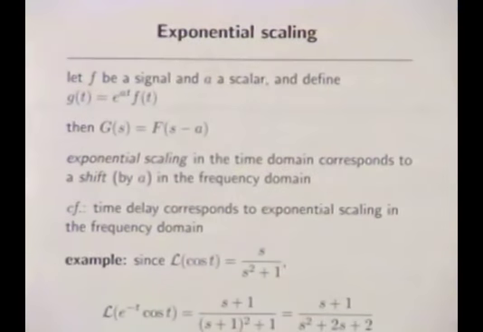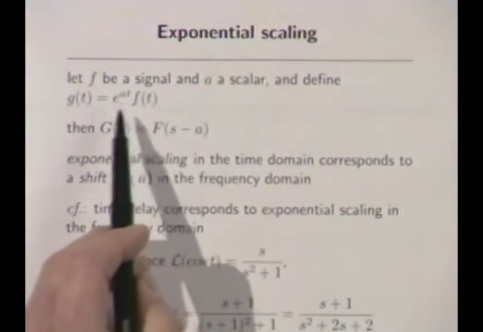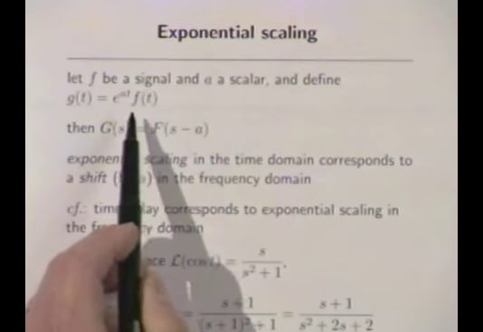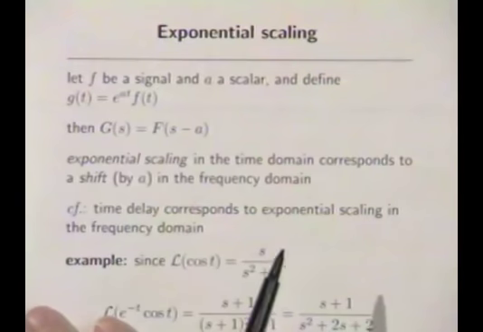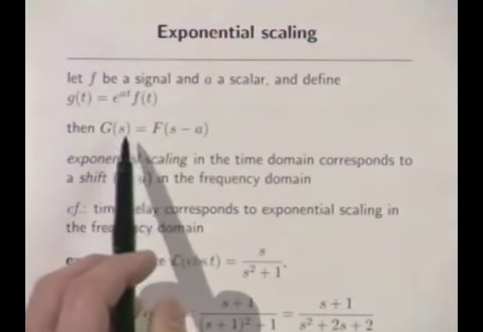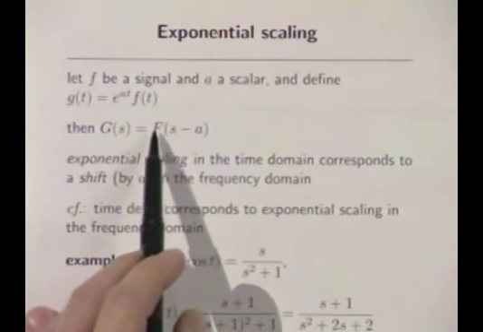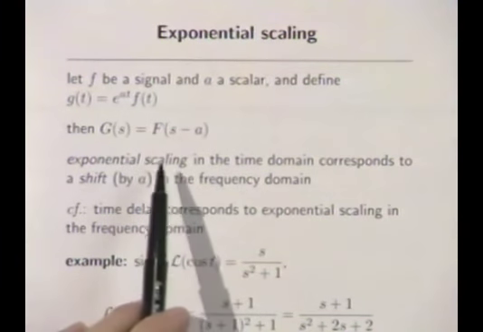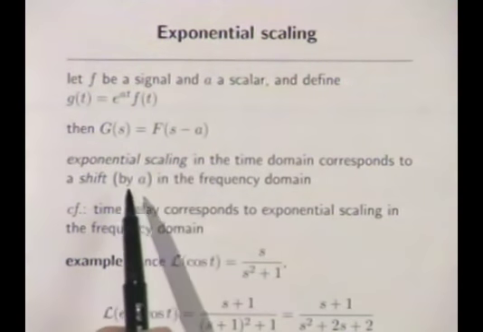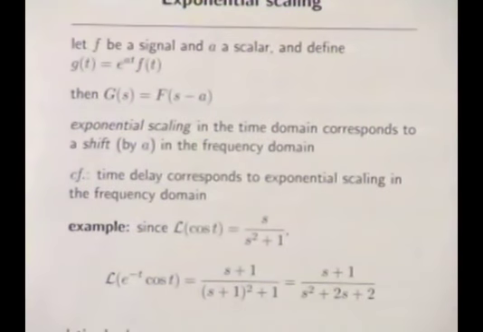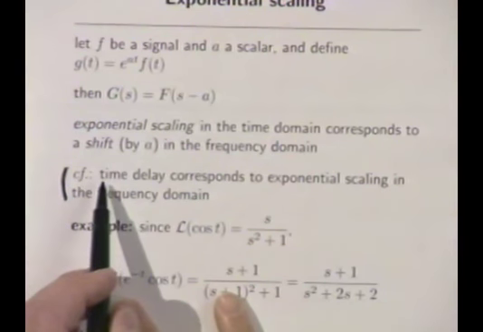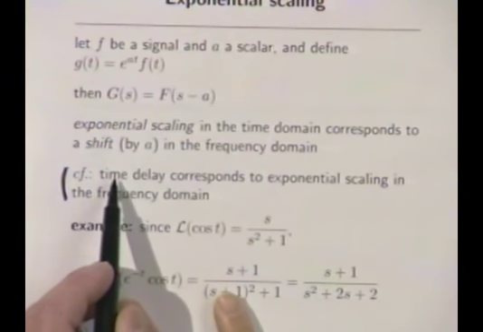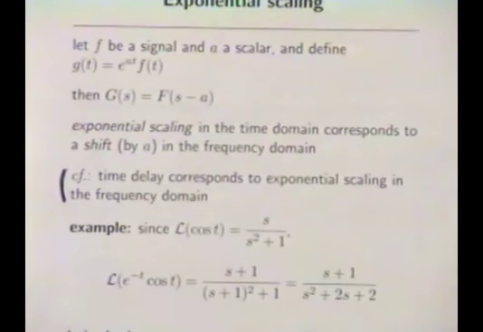One other property is exponential scaling. Here what happens is, suppose you take a signal and you multiply by an exponential like e to the at. Then it turns out that the Laplace transform simply shifts. That's all. Roughly speaking, exponential scaling in the time domain corresponds to a shift in the frequency domain. This should look similar to something else we saw, which was a shift in the time domain, which we call delay. That corresponded to exponential scaling in the frequency domain.